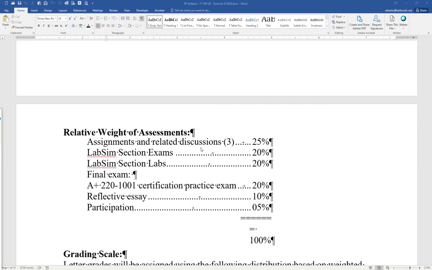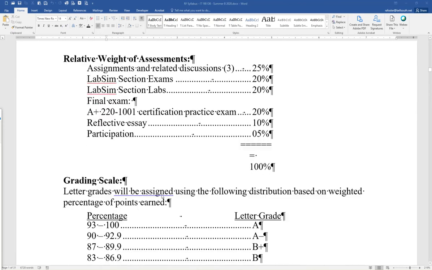So we have a final exam, which is going to be the certification practice exam. You can also take the cert exam, which comes with it for free. You don't have to take it for this class. However, it does have to be proctored. There is the world famous reflective essay. However, you can do it on something other than what's there, especially because a lot of them are the same. And then, of course, we talked about participation.